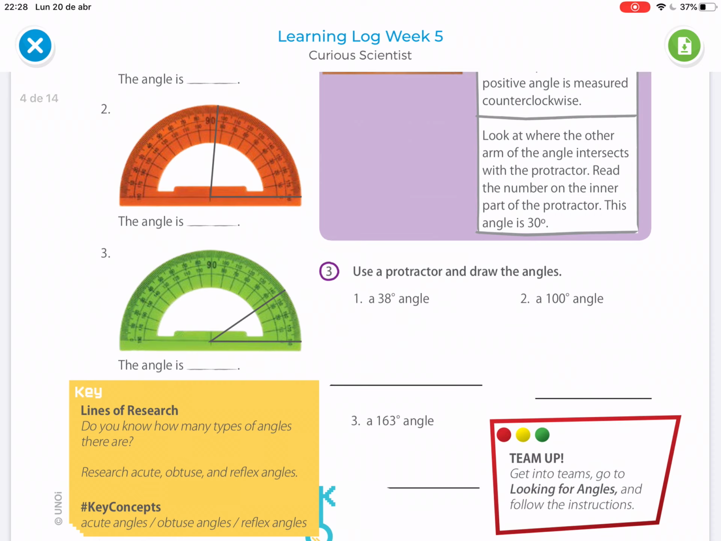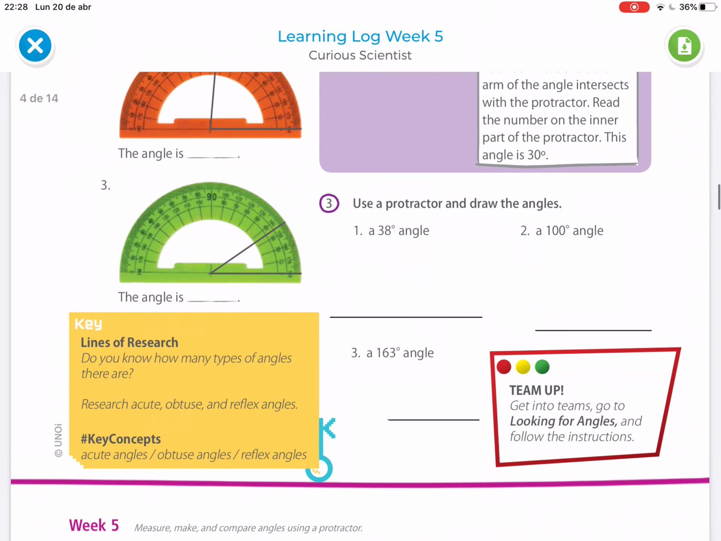Now let's go ahead and move to number 3 on the green protractor. And it says the angle is, and since it's between 30 and 40, the angle is 35 degrees. Now on activity number 3, it says use a protractor and draw the angles.